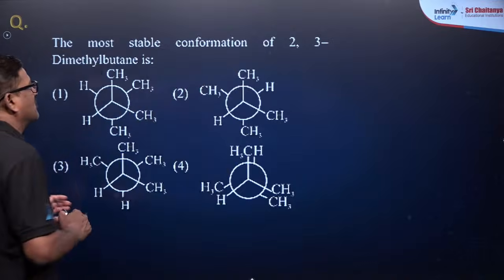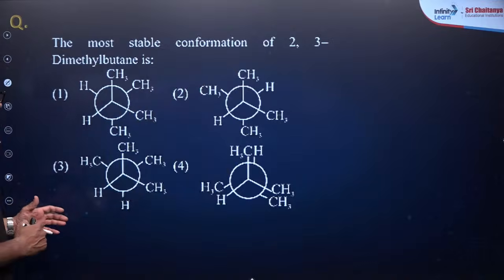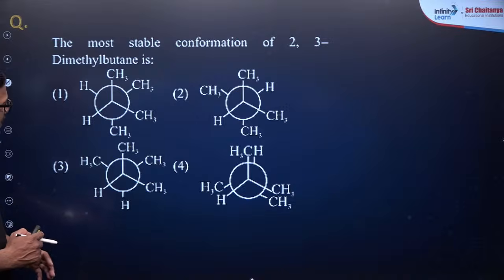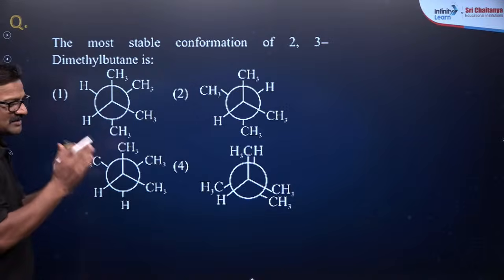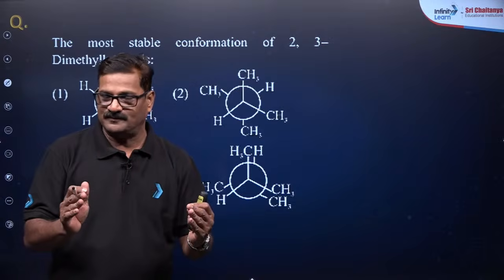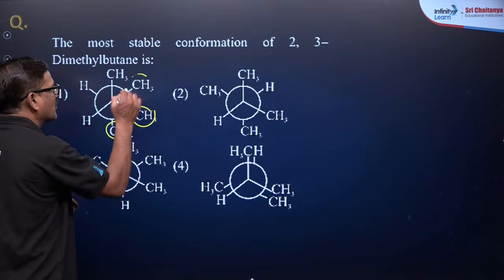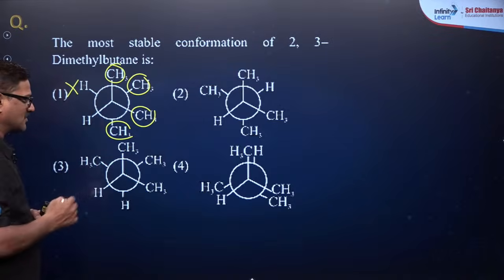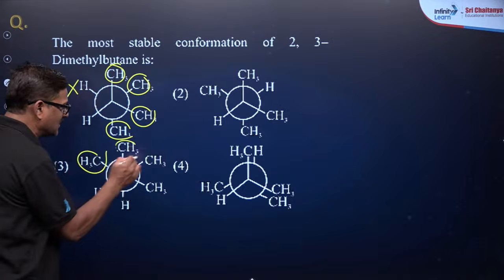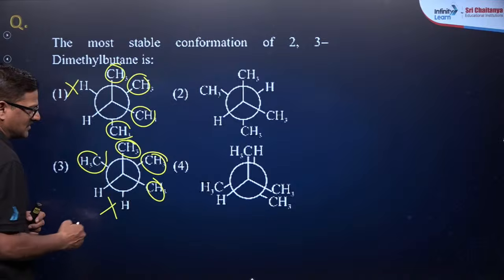So the most stable conformation of 2,3-dimethyl butane. In this 2,3-dimethyl butane, whenever methyl groups are close together, they are going to have more repulsion. Now it is going to be super repulsion. It is not the answer. It is also having the same. It is not the same answer.